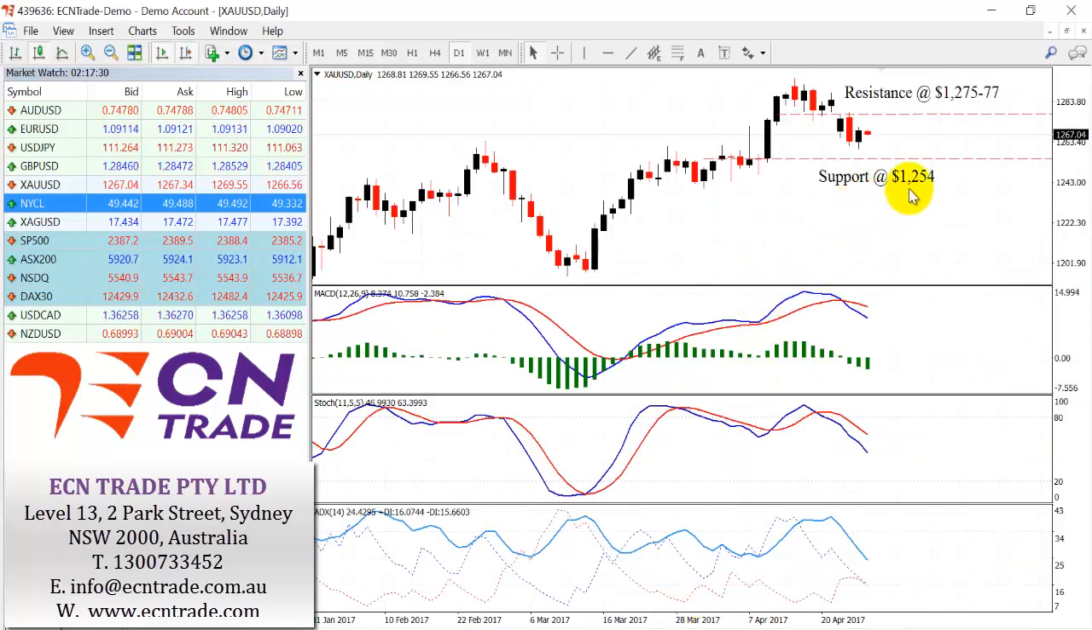Gold still holding to a weak pattern, and I expect to see further weakness towards 1254 while the technicals still support this decline. Any advances on the day should find a cap around 1270 to 1277.